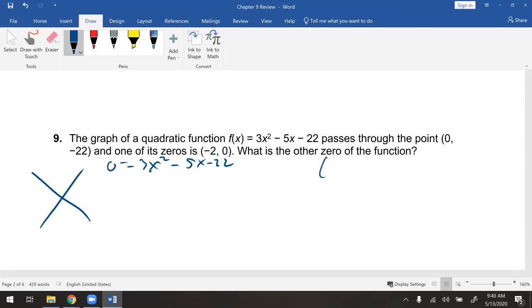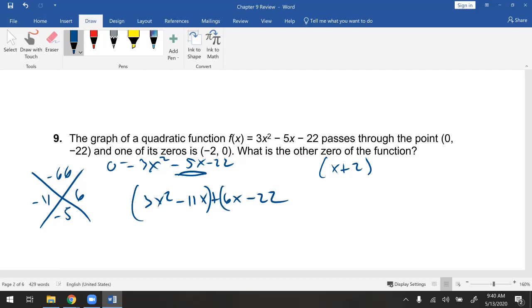So I know that one of the factors is going to be x plus 2 automatically. Let's check it out real quick. Negative 66 and then negative 5, so it's going to be negative 11 and then 6. So there we go. Expand this: 3x squared minus 11x plus 6x minus 22. Then we factor out two at a time to see what we can take out.